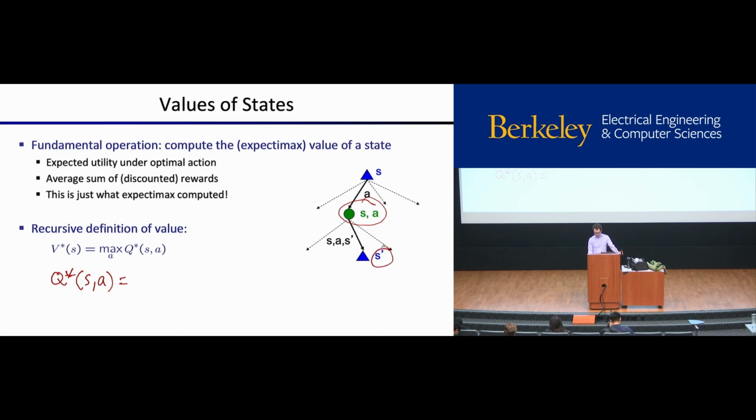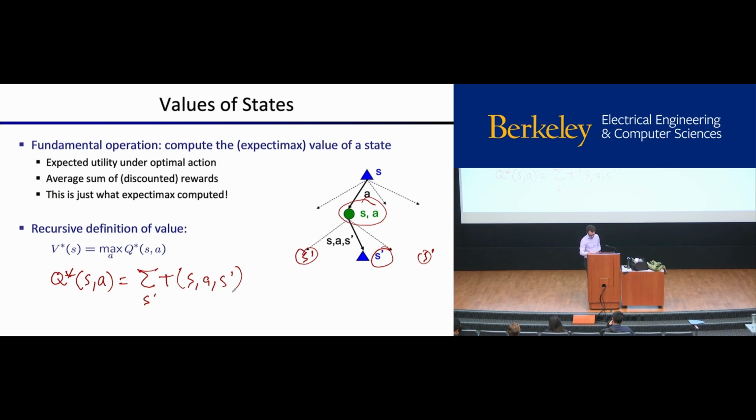Over these guys, right? So there are possible S primes that I could wind up in. Each one of those has some probability associated with it. So we're going to sum over all the S primes that I could find myself in, times the probability of landing in that S prime conditioned on being in this Q state, this SA. And the probability of landing in an S prime conditioned on an SA pair is just given by the transition function. So T of S, A, S prime. The transition function tells me the probability for that SAS prime.